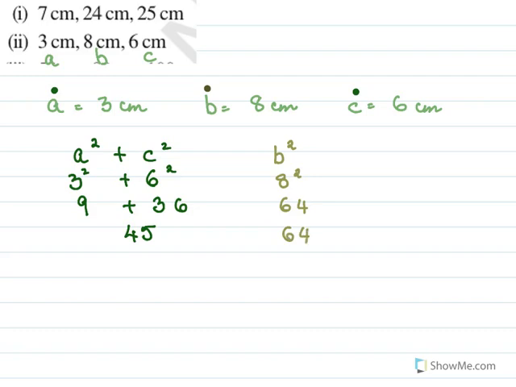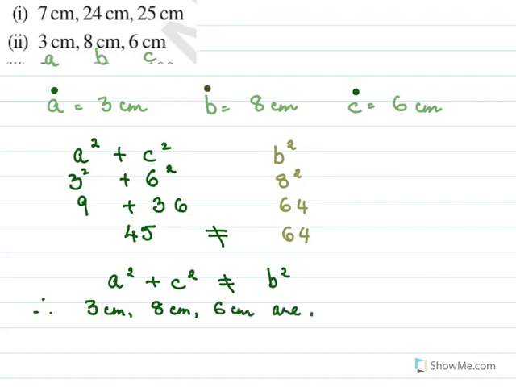So here is 64, and we see it is not equal, which means A square plus C square is not equal to B square. Therefore 3 centimeter, 8 centimeter and 6 centimeter are not the sides of a right triangle. We can say this by converse of Pythagoras.